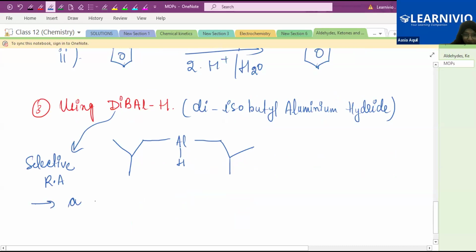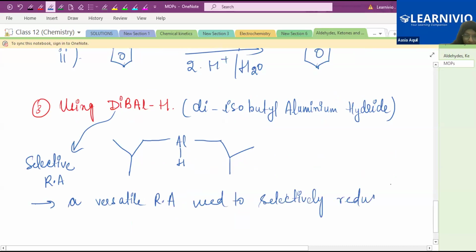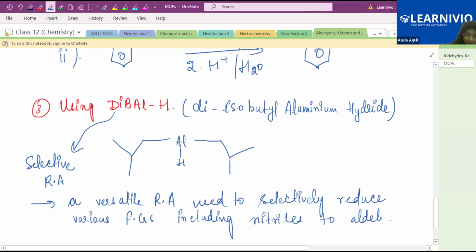Okay, you can write down some definitions. A versatile reducing agent होता है which is used to selectively reduce various functional groups, including nitriles. It can reduce nitriles to aldehydes, esters को aldehydes में convert करता है, and alcohols or amides to primary amines.